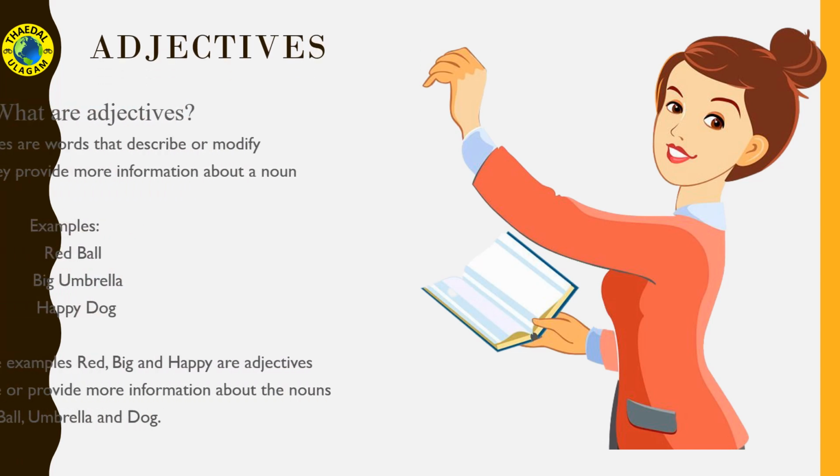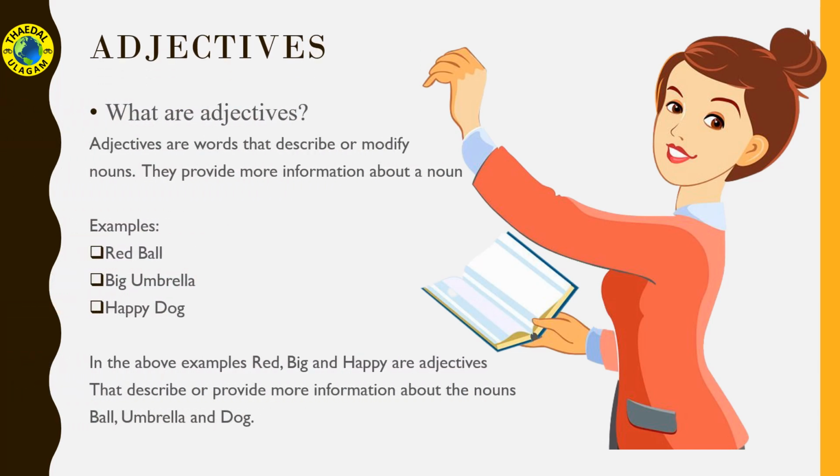What are adjectives? Adjectives are words that describe or modify nouns. They provide more information about a noun. A few examples of adjectives are red ball, big umbrella, happy dog. In the above examples, red, big, and happy are adjectives that describe or provide more information about the nouns ball, umbrella, and dog.